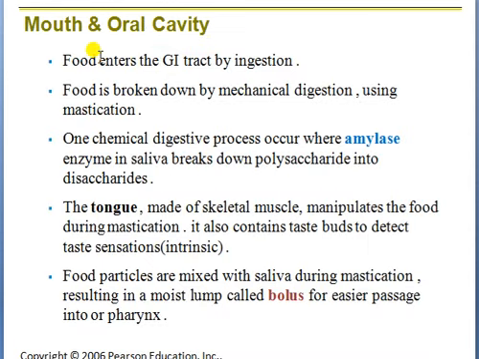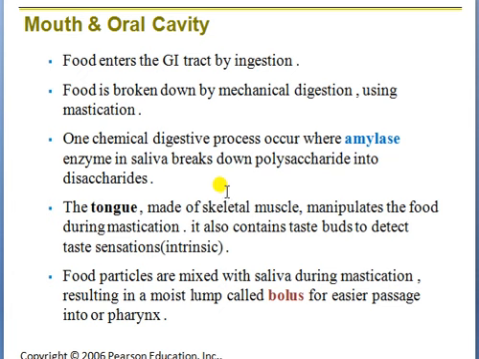Next, mouth and oral activity. So we have to discuss the entire detail. So food enters the gastrointestinal tract, everybody knows. So the food breakdown is mechanical digestion using mastication. So mastication is a process of mixing mucus with food material, then forming the bolus. So in the mouth we can observe the enzyme, especially amylase, that is present in saliva. So that saliva is secreted by three glands present in the mouth. We can discuss those glands.